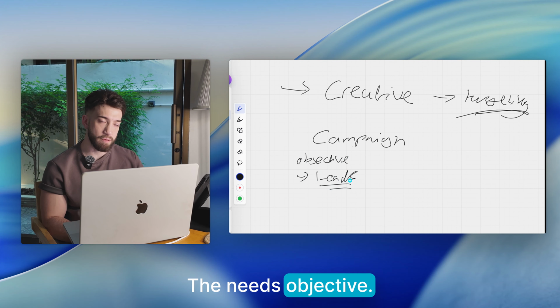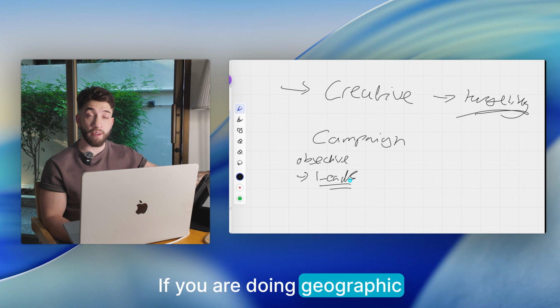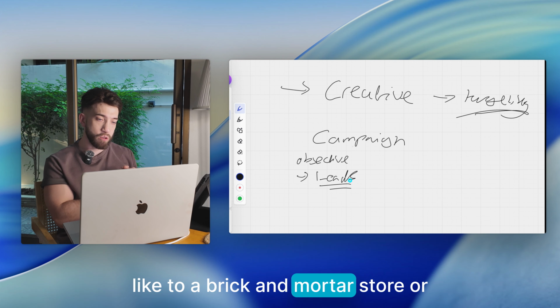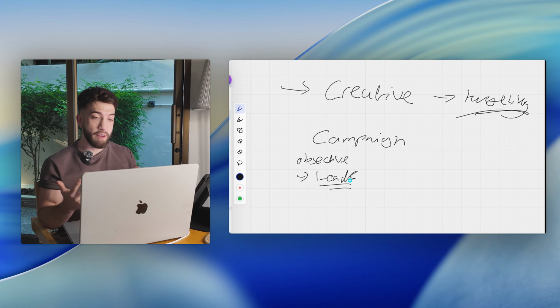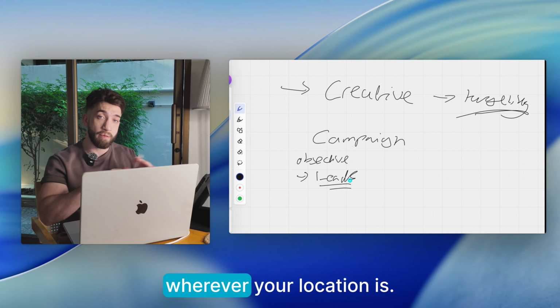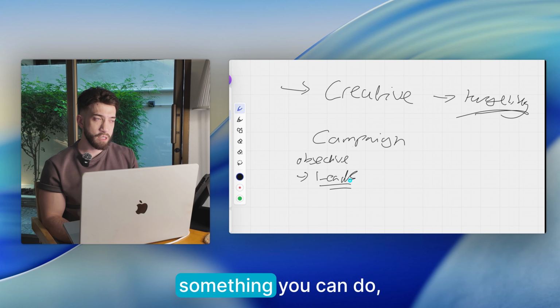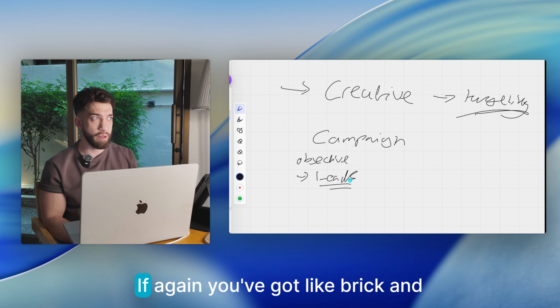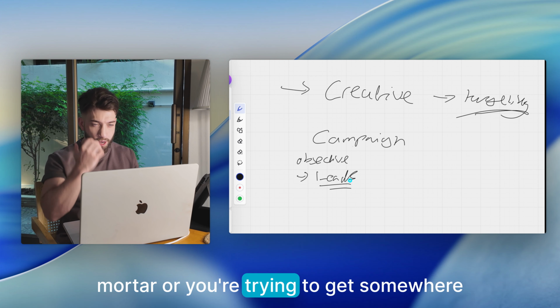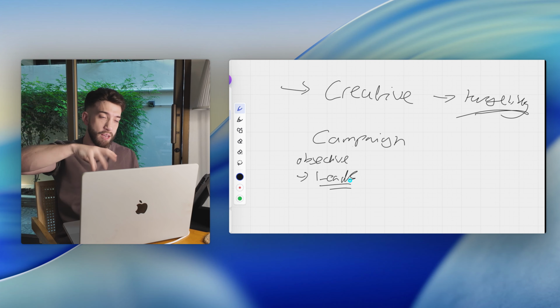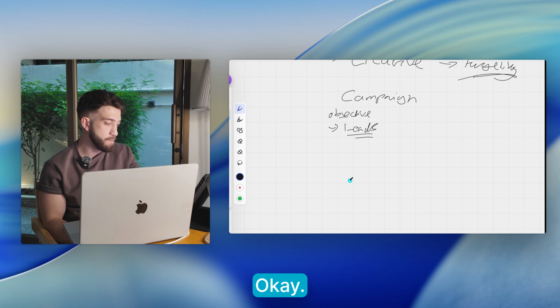It's the leads objective. If you are doing geographic targeting, like to a brick and mortar store or wherever, you can just set it to like 15, 20, 30, 40, 50 miles, wherever your location is, and that's just adding on. That's something you can do more if you've got a brick and mortar or you're trying to get somewhere locally, but you still wouldn't do interest targeting. Geographic is a bit different, okay?